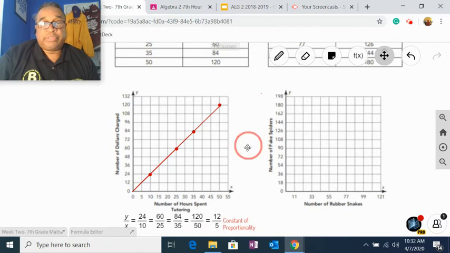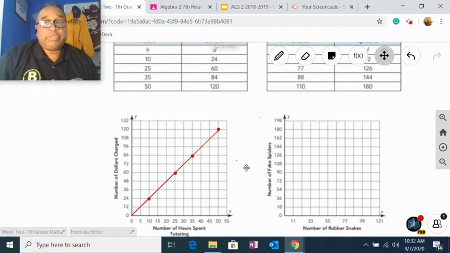Oh, see if we can get it back down a little bit. There we go. 10, 24. Okay. And then the points 25, 60. And then the points 35, 84. And you can see that I drew the line there.